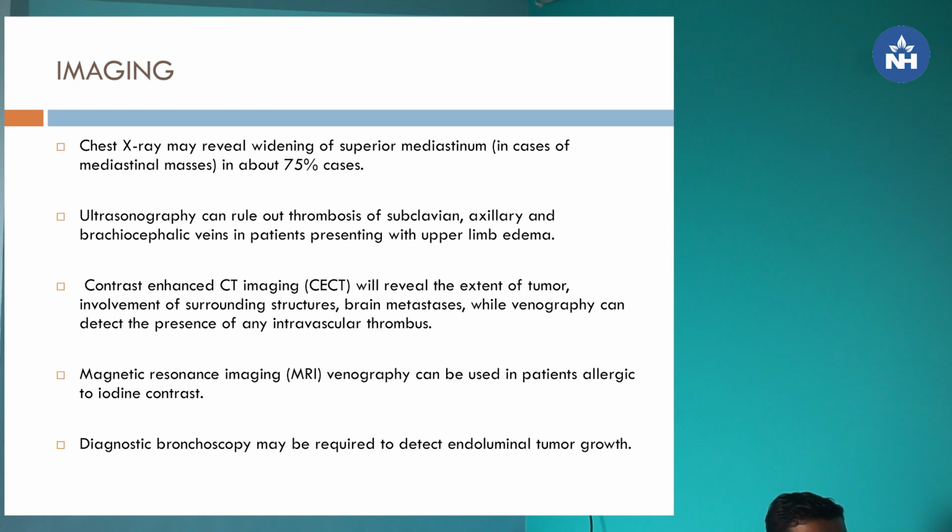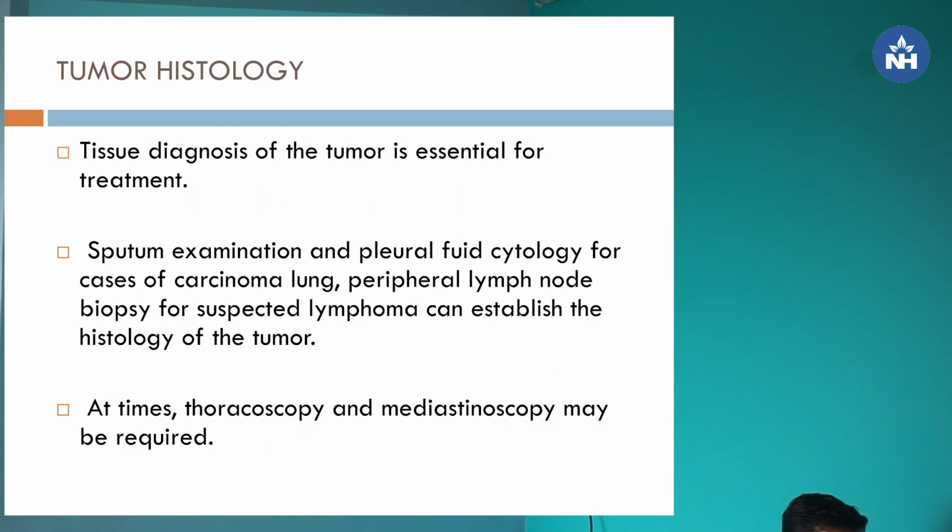Imaging. Chest X-ray may reveal widening of the superior mediastinum in cases of mediastinal masses, about 75% of the cases. Ultrasonography can rule out the thrombosis of subclavian, axillary and brachiocephalic veins in patients presenting with upper limb edema. CECT will reveal the extent of tumor involvement of the surrounding structures, brain metastasis, while venography can detect the presence of any intravascular thrombus. MRI venography can be used in patients allergic to iodine contrast. Diagnostic bronchoscopy may be required to detect the endoluminal tumor growth.